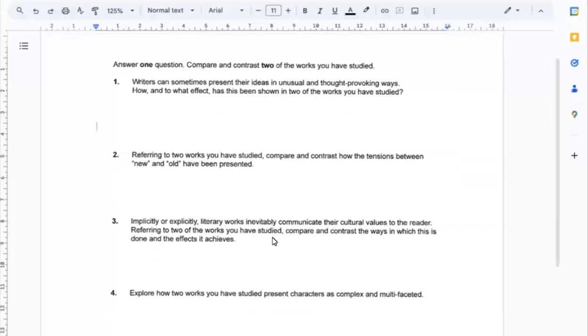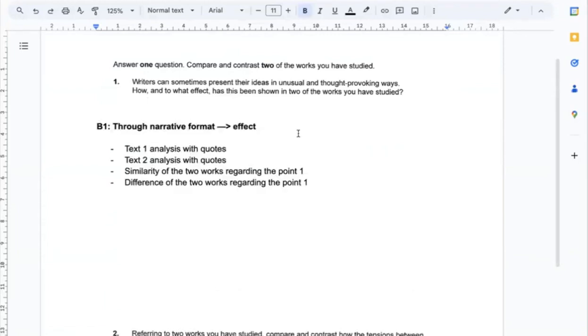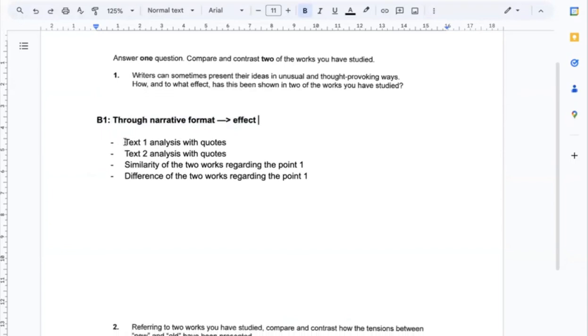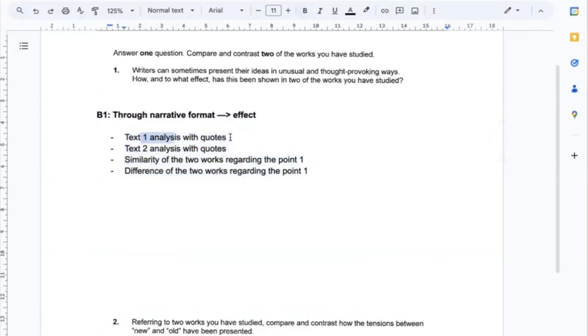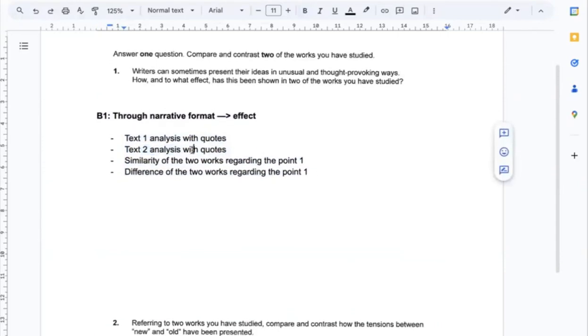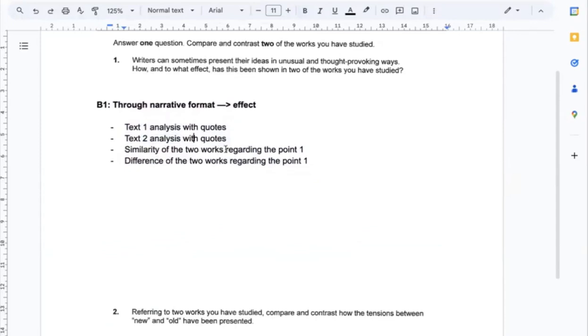So potentially, my body 1 can include the first way that writers' ideas are interestingly presented, such as through narrative format, like having letter style or having non-chronological order, etc. And the following body content should include these kinds of things, such as text 1 analysis with quotes, text 2 analysis, similarity of the 2 works regarding the point 1, difference of the 2 works regarding the point 1.